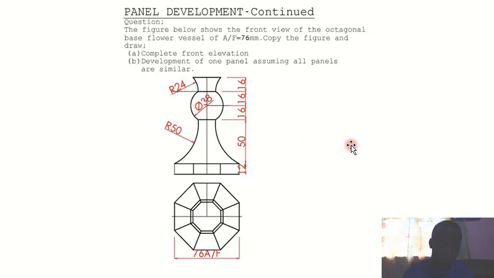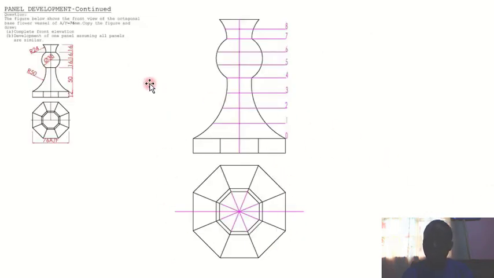Now, as I told you, the first thing we do is to copy the figure as you can see it. You copy the figure as given in the question. Now after that, of course, we start. How can we draw the complete front elevation? The first thing we do here is to section. Of course, I told you that when you section, you obtain different polygonal shapes when you see from the top.